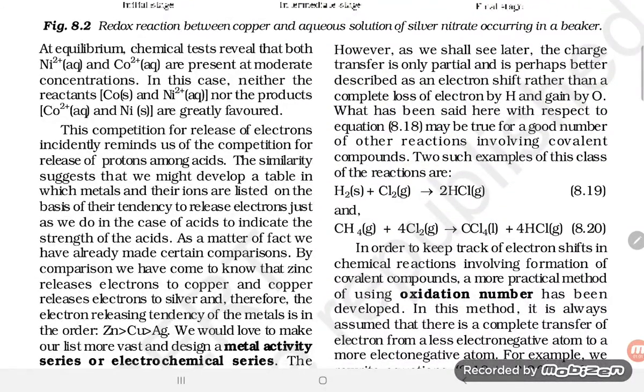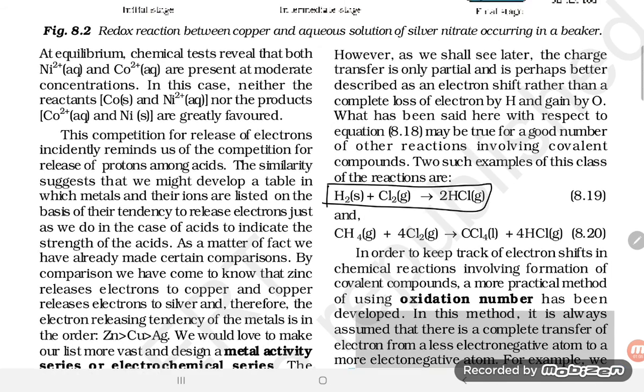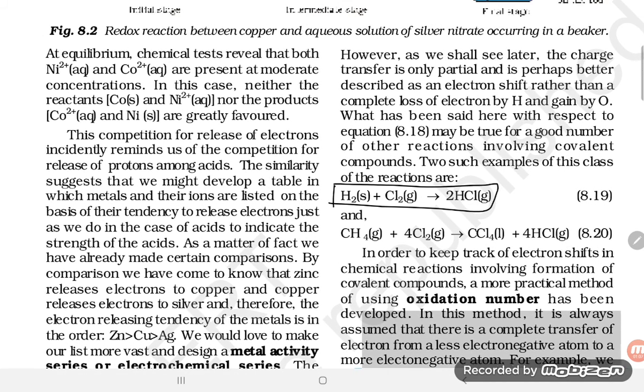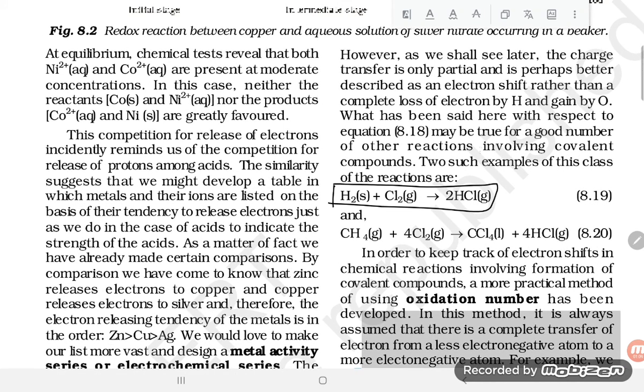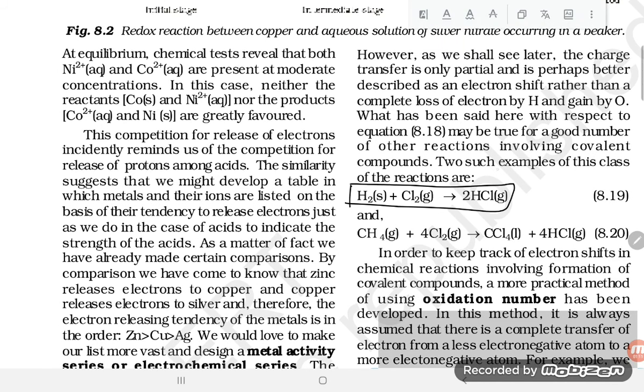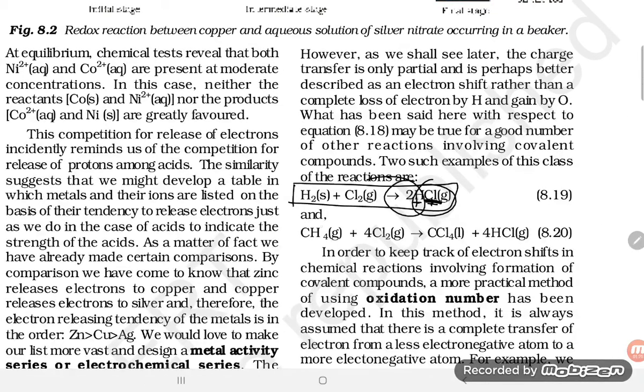Similarly, you can see here H2 plus Cl2. H is positive, comparatively it is positive, and Cl is negative, right? So what you are going to find, students, is that Cl is negative and H is positive. It means hydrogen is oxidized and chlorine is reduced.